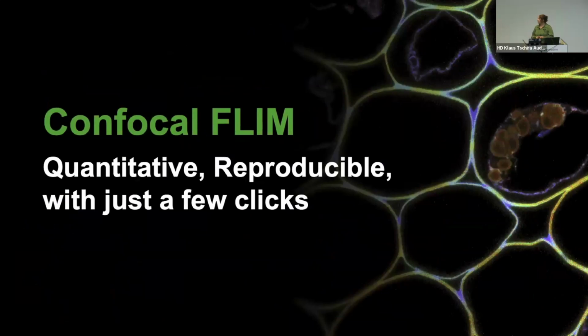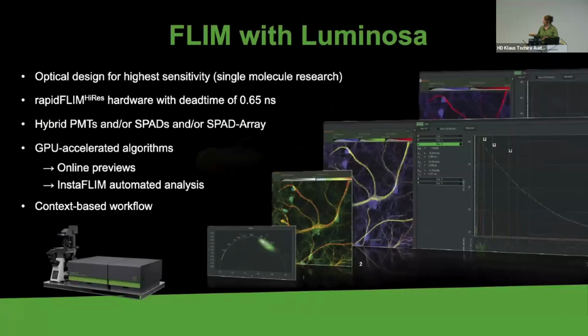So confocal FLIM is generally a very nice method that is quantitative and reproducible, and with our microscope, but also with our software solution, it works with just a few clicks. FLIM used to be a method that was said to be complicated, especially on the analysis part. You have to know your data, you have to know what you're doing. We're trying to improve that and make it easier and more accessible.